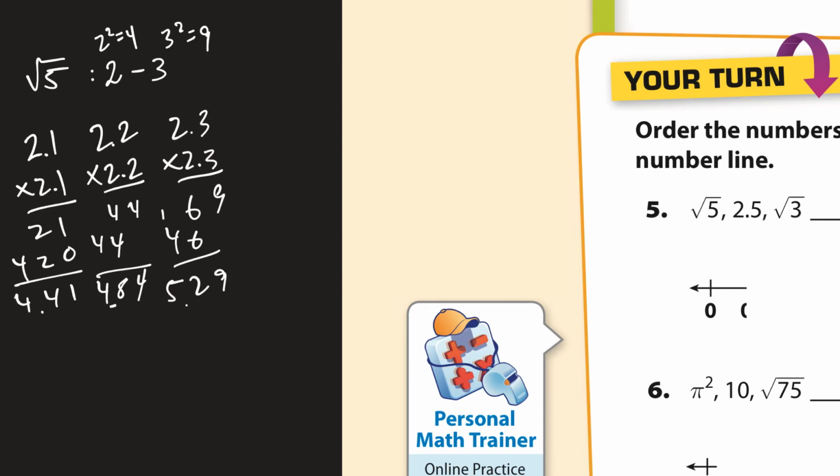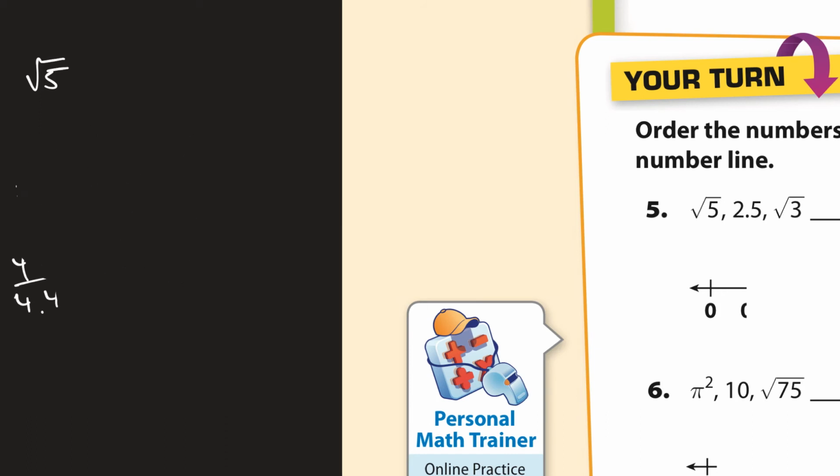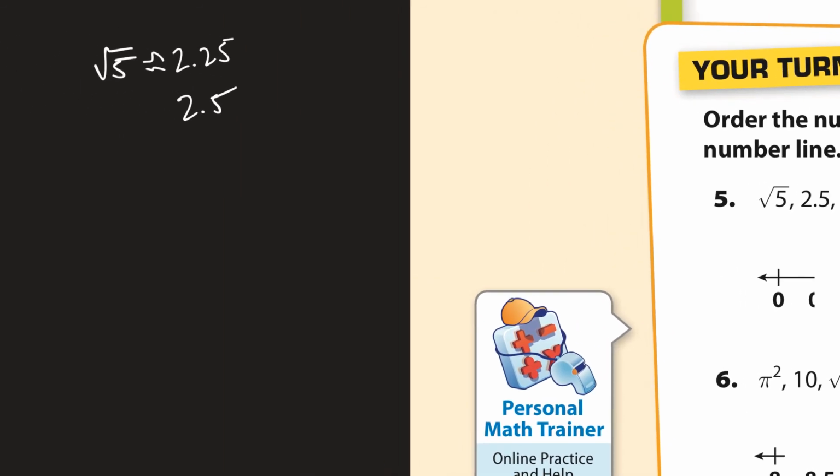So the square root of 5, I'm going to erase all this because I know it's in between 2.2 and 2.3. So 2.25, I'm going to call it. Okay, and then we have 2.5. Great. And what's the other one? Square root of 3.